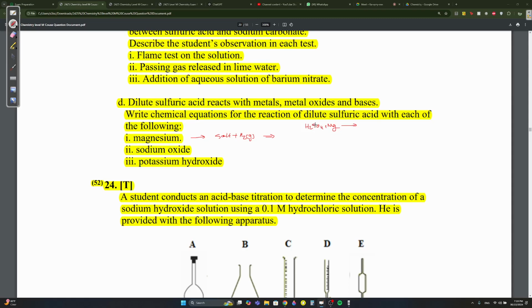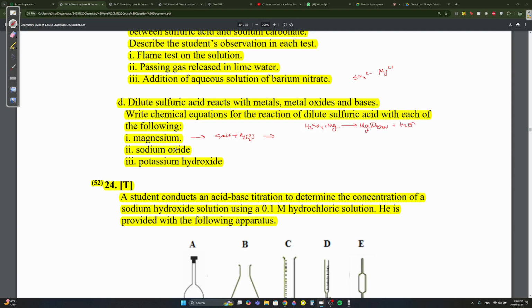You box up the middle, you're going to get Mg. Sorry, the salt produced. You're going to get MgSO4, because if you crisscross, by the way, it's SO4 2 minus, Mg2 plus. They cancel out, and you get MgSO4, which is aqueous, obviously, plus hydrogen gas, always.